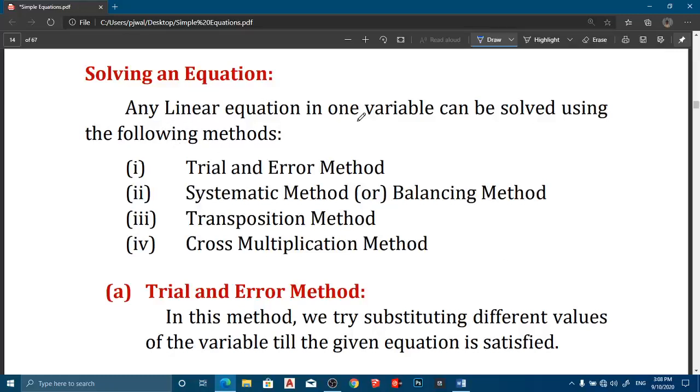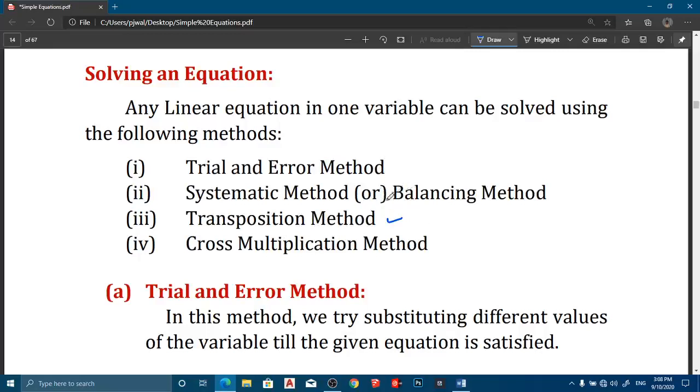Any linear equation in one variable can be solved using the following methods. First method is the trial and error method. Second is the systematic method or balancing method. Third is the transposition method. Fourth is the cross multiplication method. Generally, to solve an equation in any situation, we will use the transposition method only. This is very easy also. But you should learn the different procedures also.